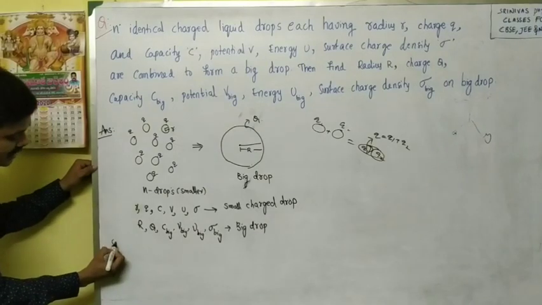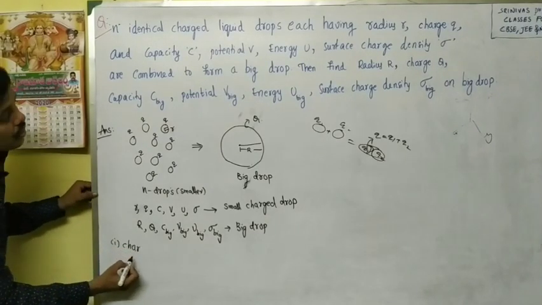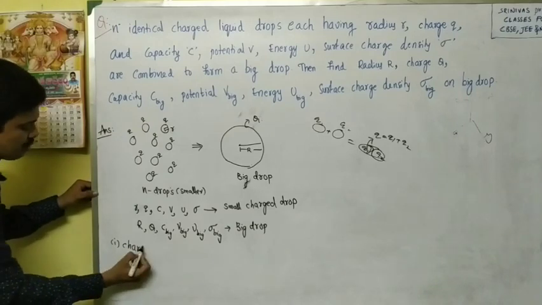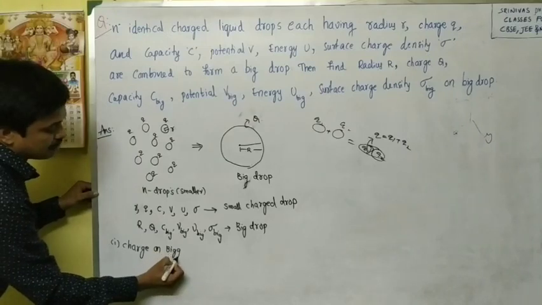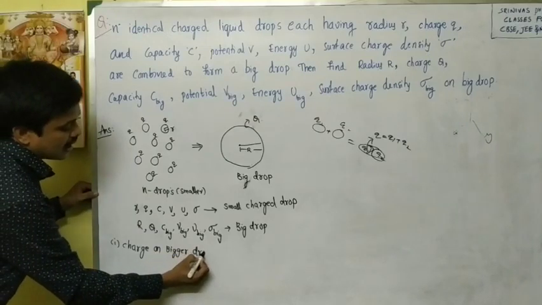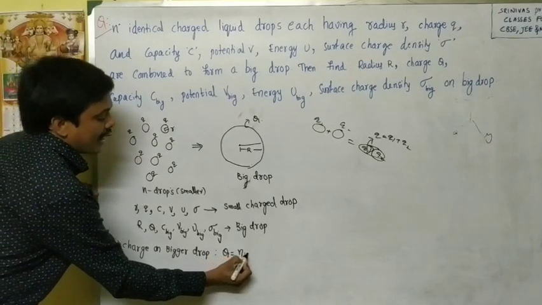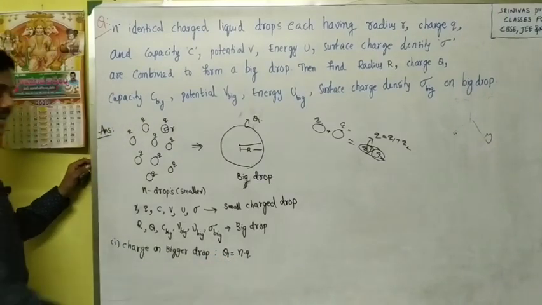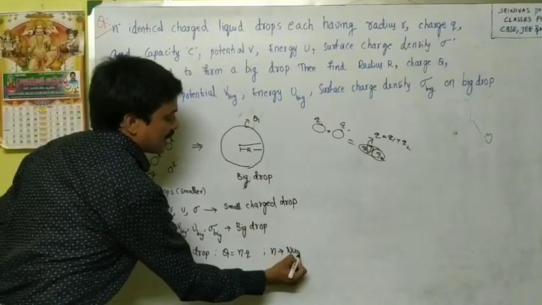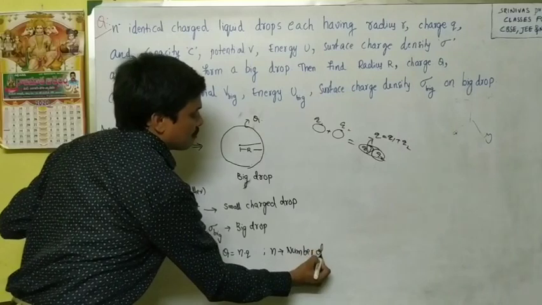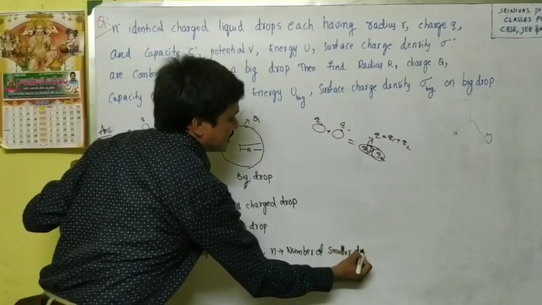Now the first point is the charge on the bigger drop. Actually we could first find the radius, but no problem, we can find the charge on the bigger drop. The charge on the bigger drop is capital Q, which is equal to n into small q. Do you know what n is? It is the number of smaller identical drops, right?